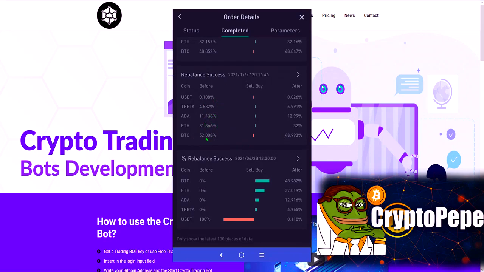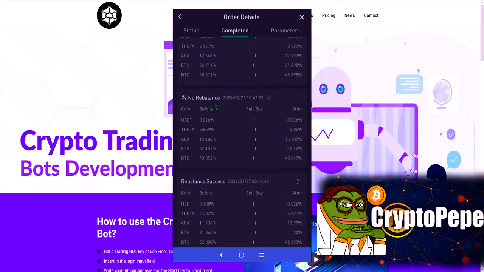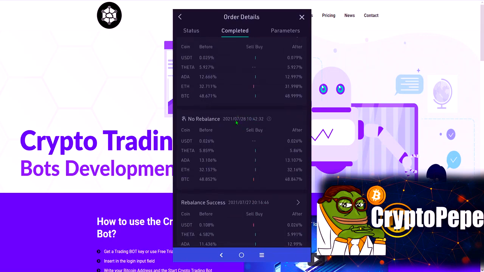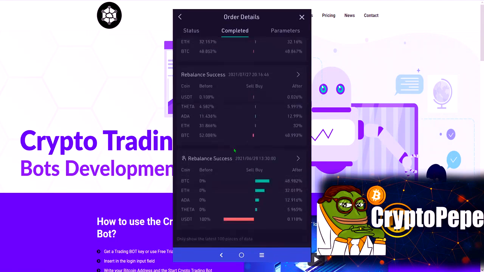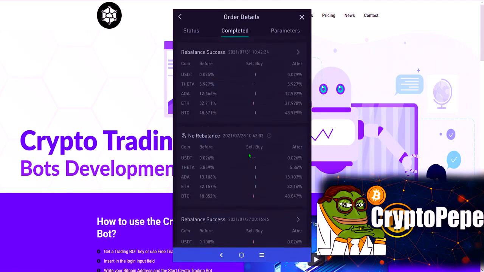And so Bitcoin was up 52% versus the 49% threshold I started with, and so it took those profits and distributed them to ETH, ADA, and Theta in order to get them back up to their original thresholds. And then on the next rebalance attempt, it didn't actually rebalance at all, and that is pretty much a month into the deployment of this bot. You'll see this is on July 28th, and the bot was actually deployed on June 28th. So I really only had one successful rebalance in a month.